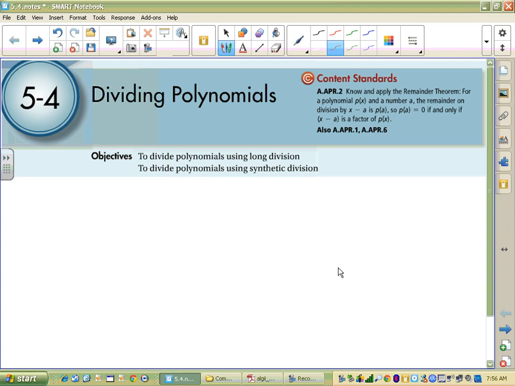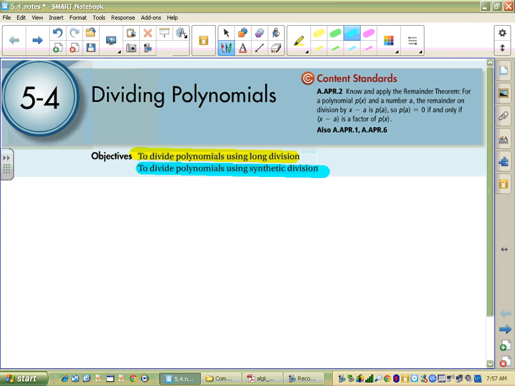Okay. So it's Chapter 5, Section 4. You might notice in the objectives, that's the goals, the things that by the end of this lesson you should be able to do. You should be able to divide polynomials using long division, and you should be able to divide polynomials using synthetic division.